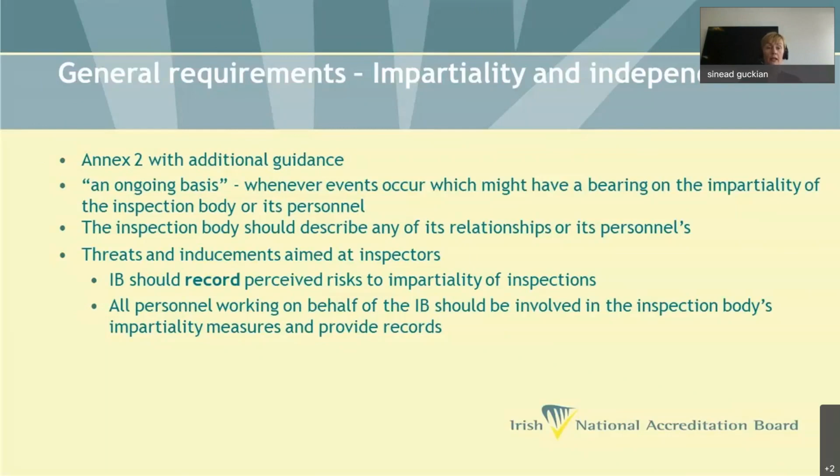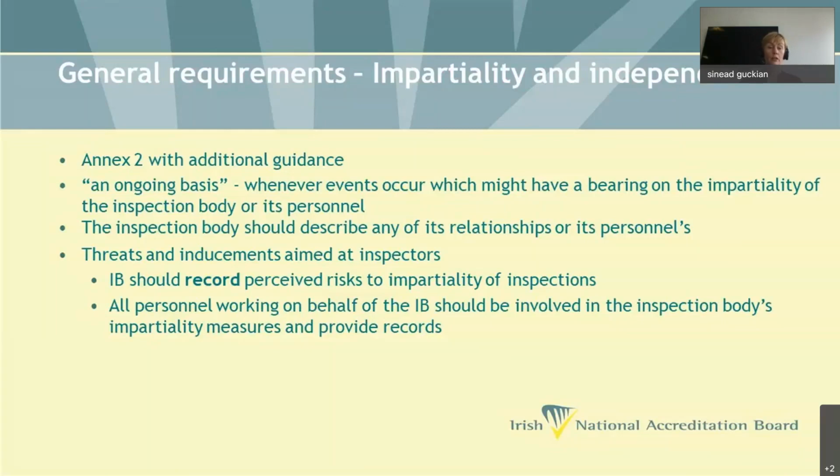And there has been a new annex introduced with additional guidance for impartiality and independence. The term on an ongoing basis has been clarified as being whenever events occur which might have a bearing on the impartiality of the inspection body or its personnel. The inspection body is asked to describe any of its relationships or its personnel using organizational diagrams or similar means.